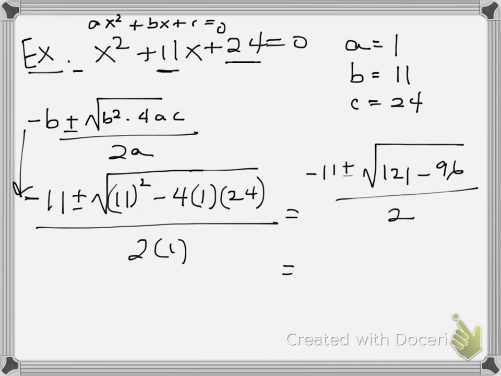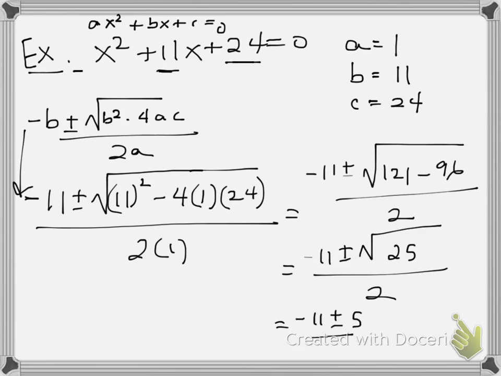Keep simplifying. Negative 11 plus or minus the square root of 121 minus 96 is 25 over 2. Continue to simplify. I have negative 11 plus or minus the square root of 25 is 5 over 2.